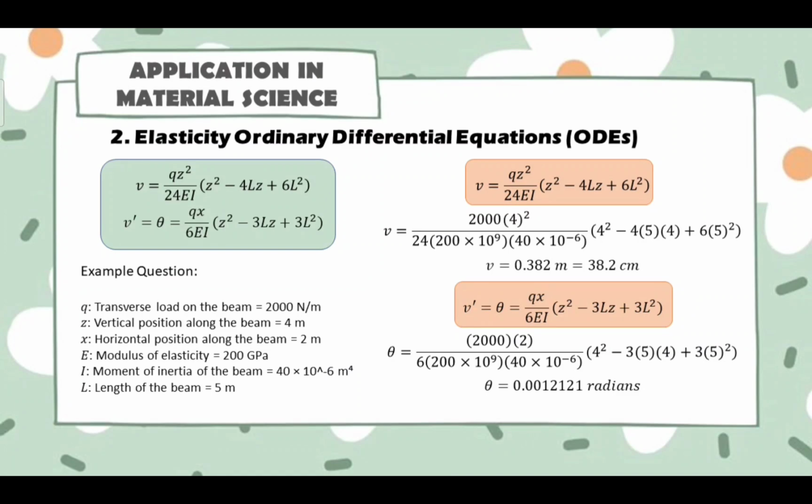When the conditions are given, by substituting the values into the derived equations, we can get the vertical deflection of 38.2 cm and an angle of deflection of 0.00121 radians under a 2000 Newton per meter load.